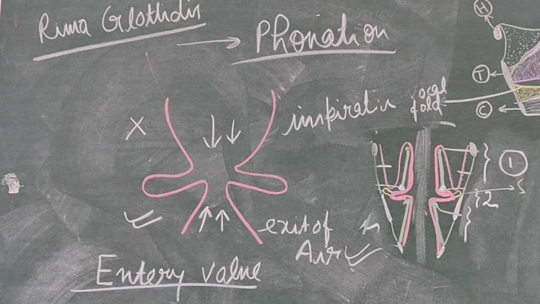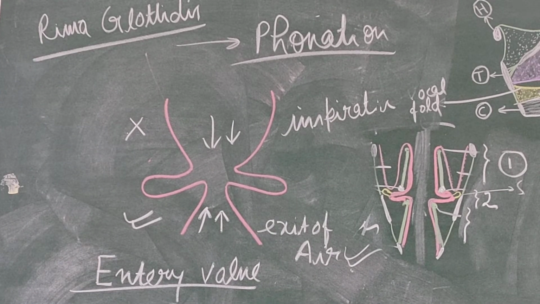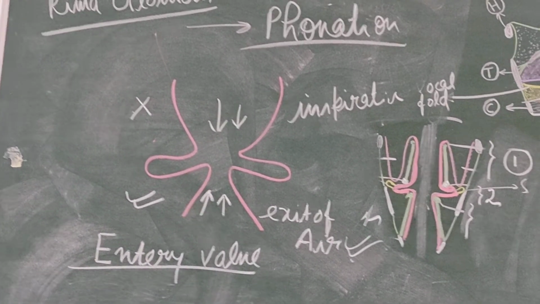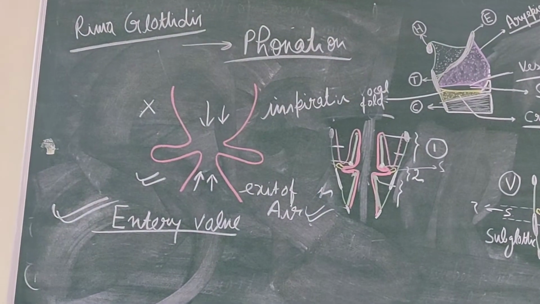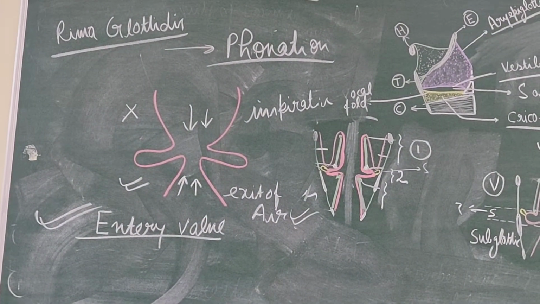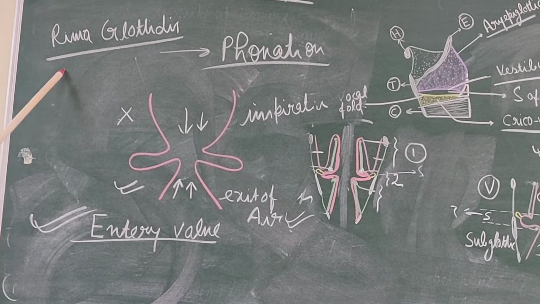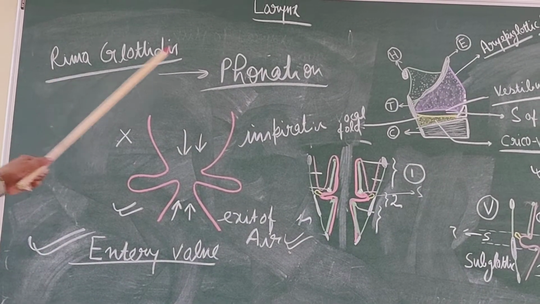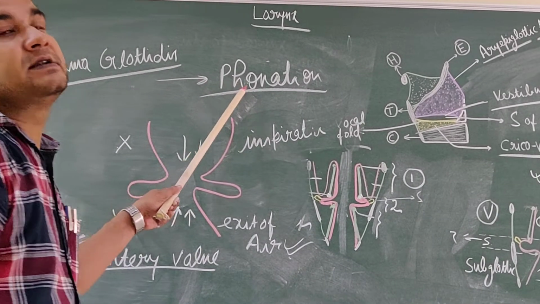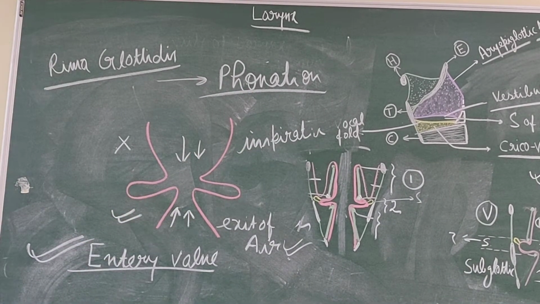Just opposite to the rima vestibuli, this acts as the entry valve, while the rima vestibuli acts as the exit valve. The rima glottis also participates in phonation.